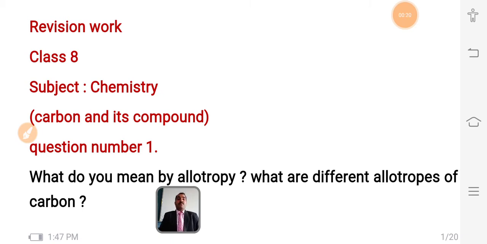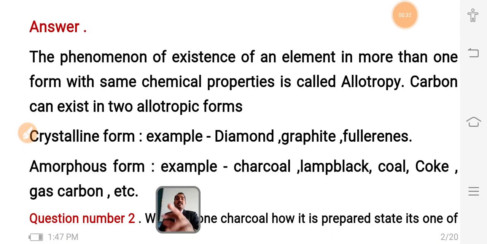Question number 1. What do you mean by allotropy? What are the different allotropes of carbon? Dear students, if we discuss allotropy, the answer I have given for you is: the phenomenon of existence of an element in more than one form with the same chemical properties is called allotropy. Carbon can exist in two allotropic forms, crystalline form.